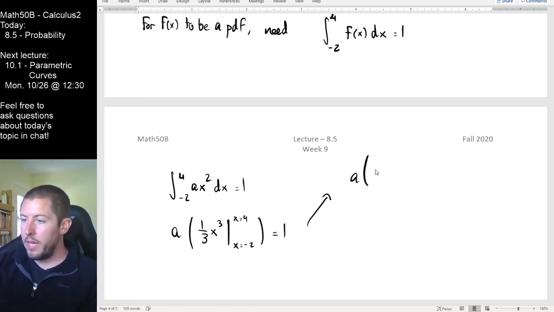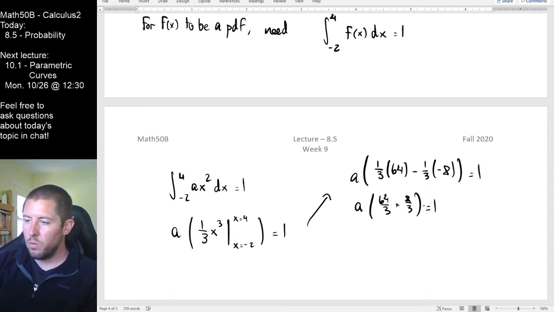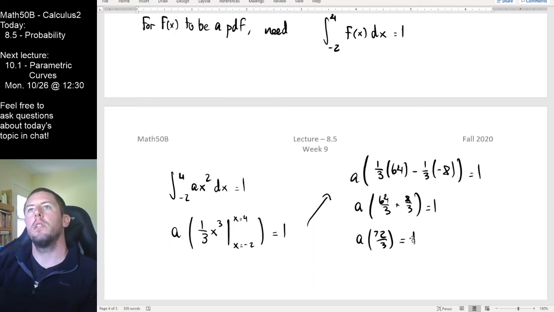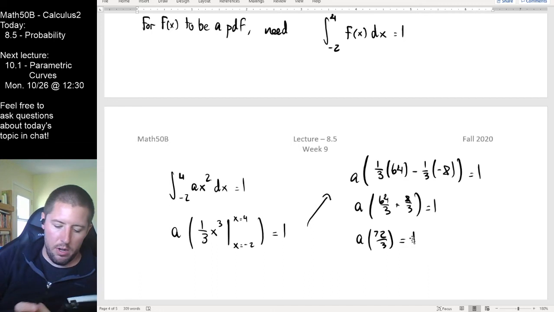times, and what are we getting here? We're getting 1/3 of 4 cubed, that's 64, minus 1/3 of -2 cubed, that's -8, should be equal to 1. That's a times 64 thirds plus 8 thirds equals 1. That's 72 thirds. And 72 thirds, actually, no, that's 20, wait. I can't do mental math in my head all of a sudden.